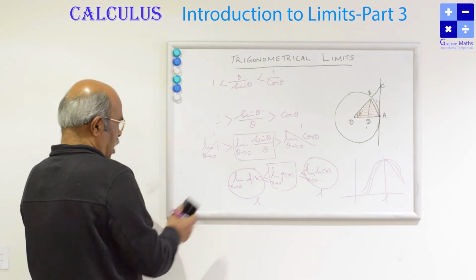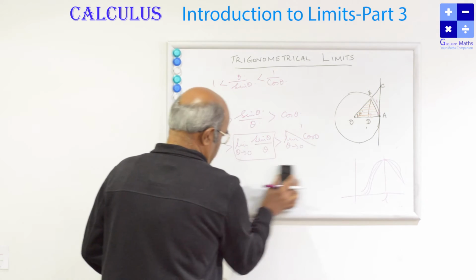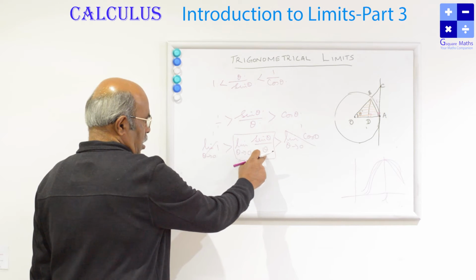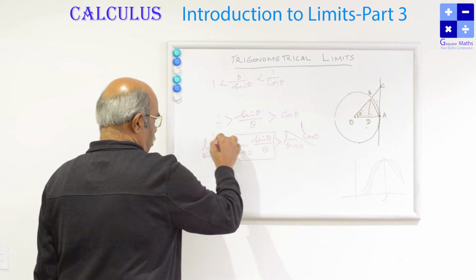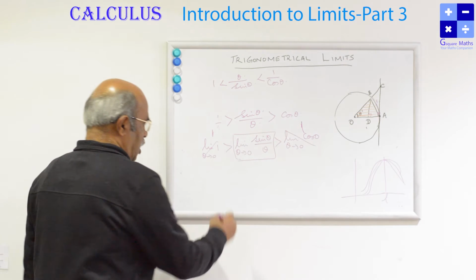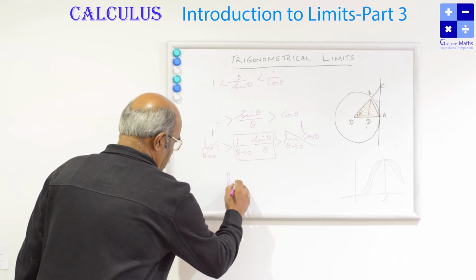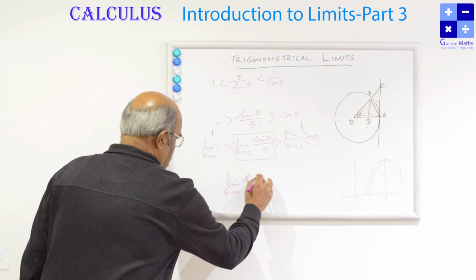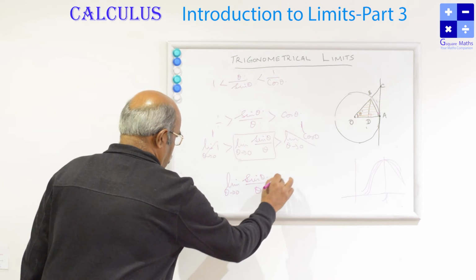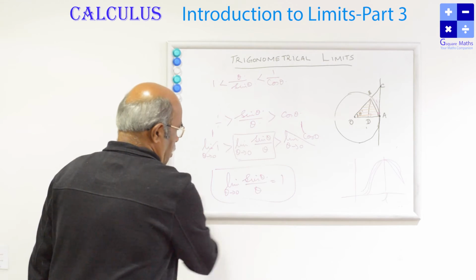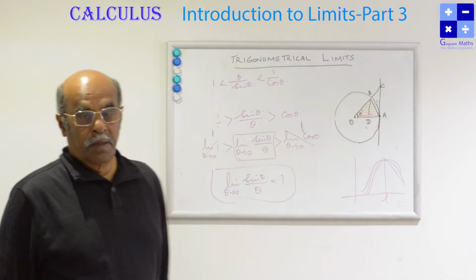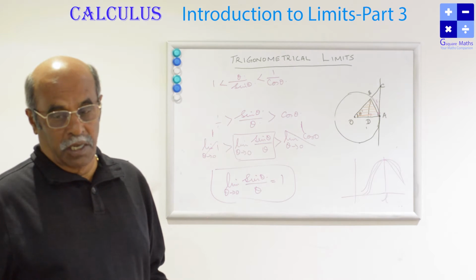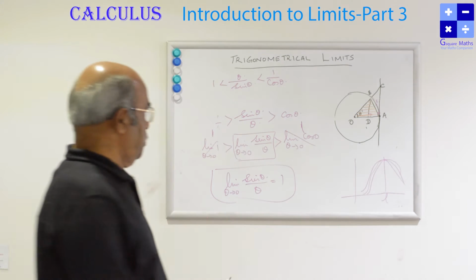The same sandwich theorem I am going to apply here. The limit theta tends to 0 of sin theta by theta is sandwiched between the two equal values. Therefore, limit theta tends to 0 of sin theta by theta is equal to 1. This is a very, very important theorem from your examination point of view also.